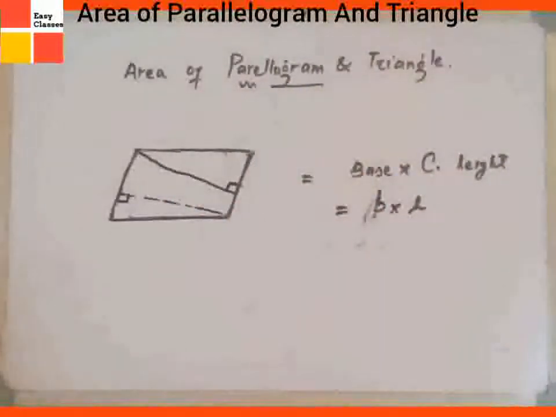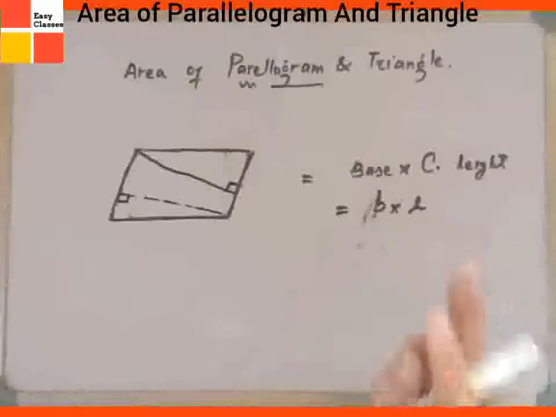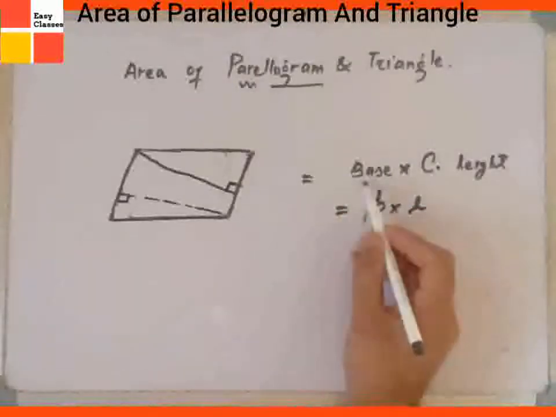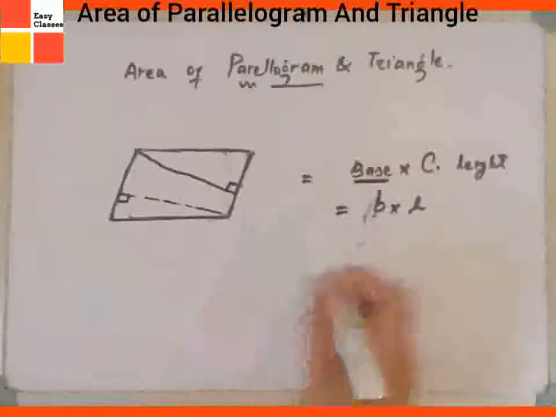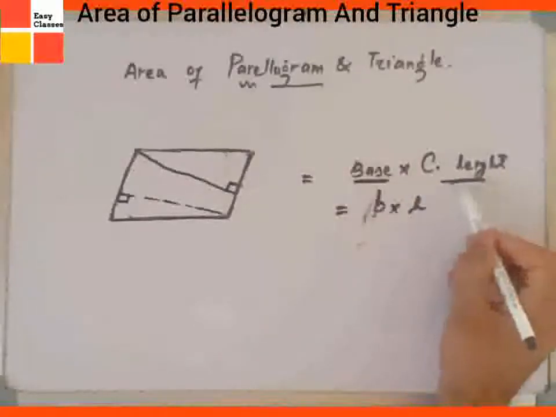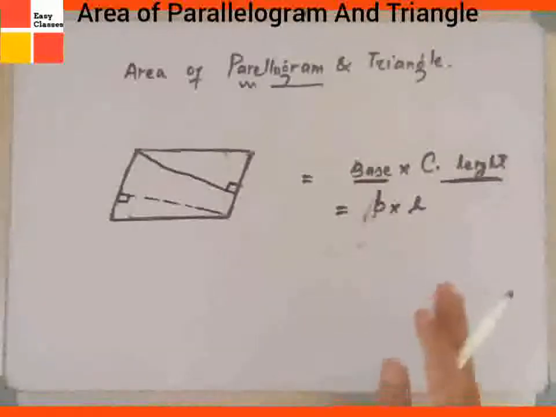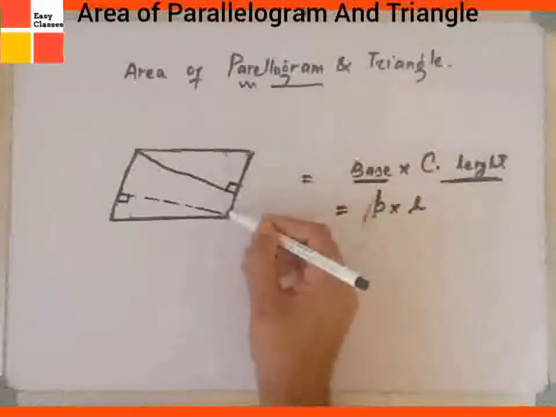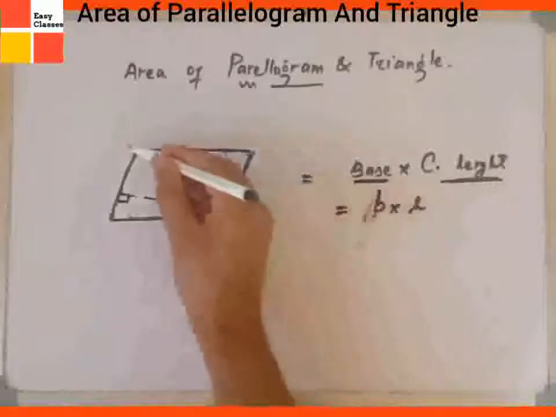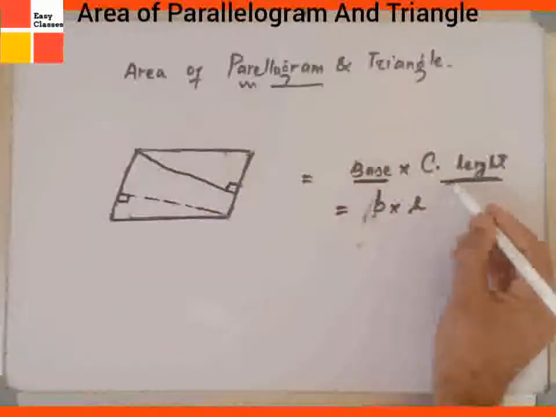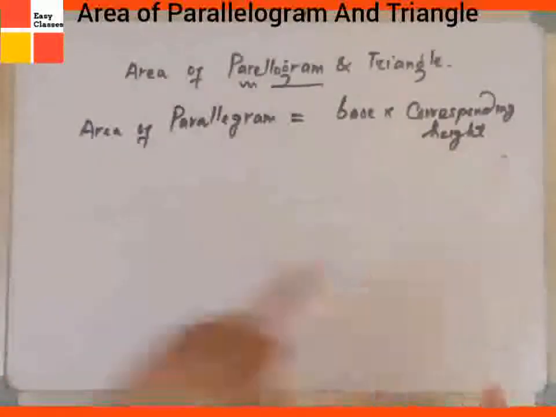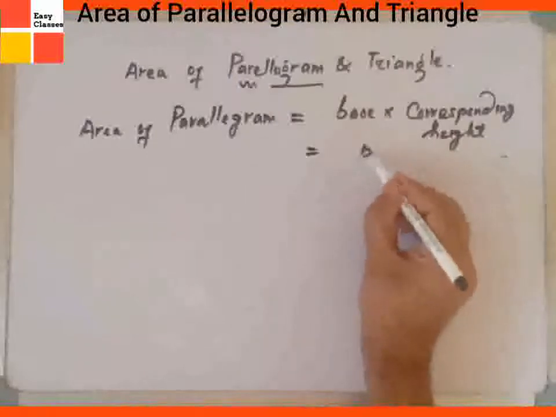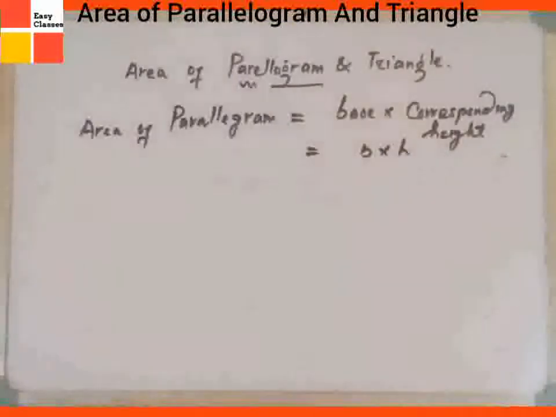We must take into account the fact that the side we choose as a base, the perpendicular on that side from the opposite vertices is called the corresponding height. For example, this is the base, and the perpendicular on that side from the opposite vertex is called the corresponding height. Okay, so now the area of a parallelogram, we know, is equal to base into corresponding height, that is, B into H.